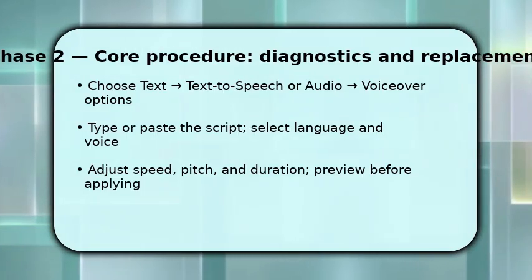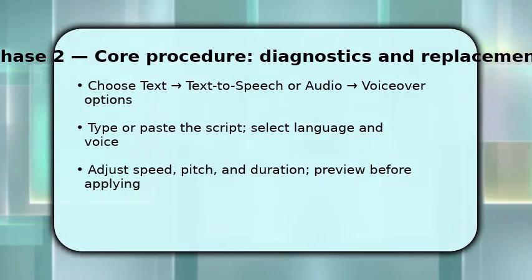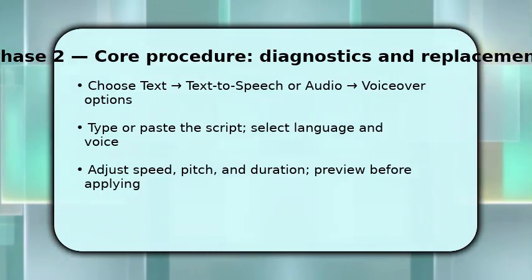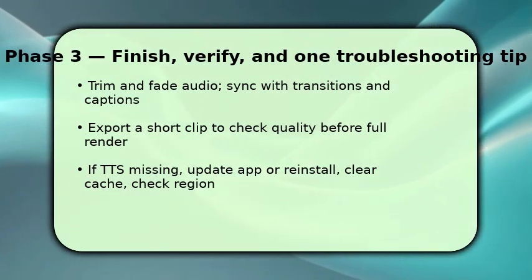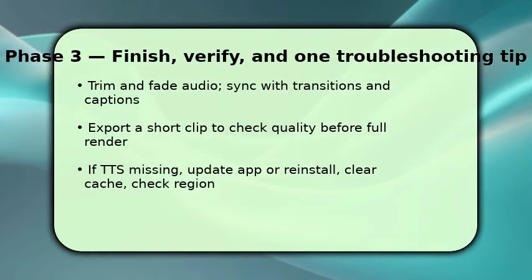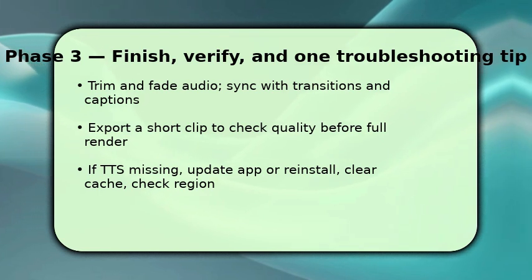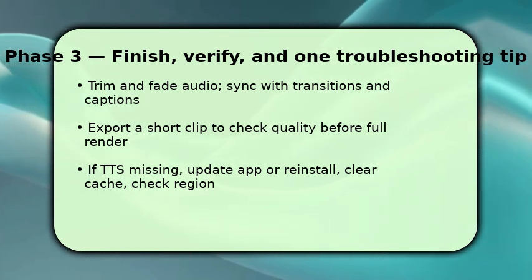Make sure to preview. This confirms timing and phrasing. Finally, trim the TTS audio, add subtle fades, and nudge it so captions and cuts match the spoken words. This creates a professional flow. Export a brief test clip to confirm audio quality and placement before doing the full render.